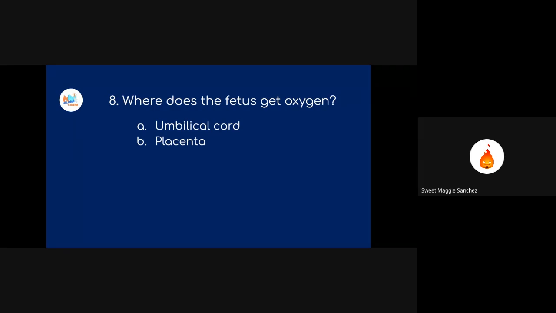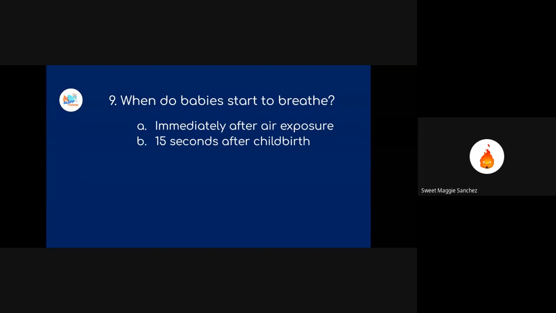Okay, timer stops. Question 9. When do babies start to breathe? Is it A, immediately after air exposure, or is it B, 15 seconds after childbirth?